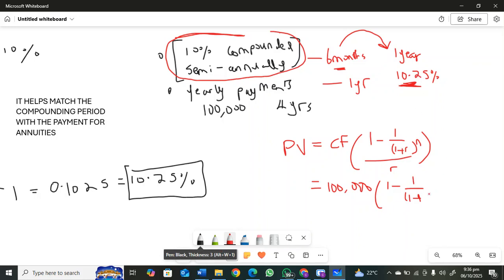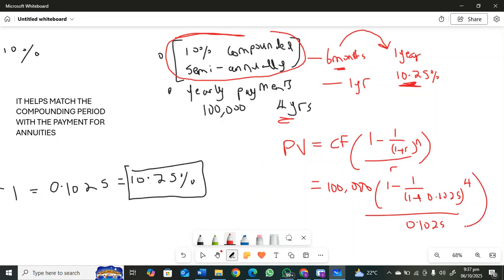So we're going to say 0.1025 to the power, they said 4 years, so we're going to use 4, over 0.1025. Let's tabulate this column.